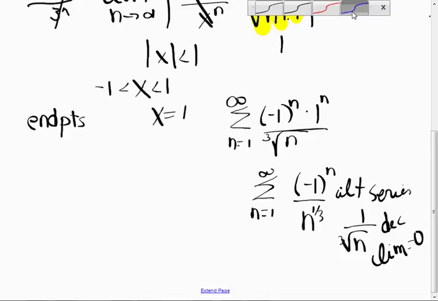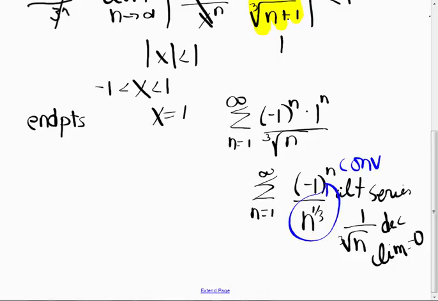It's an alternating series. You just say alternating series test converges. All you do is look at this. No, it's alternating series.